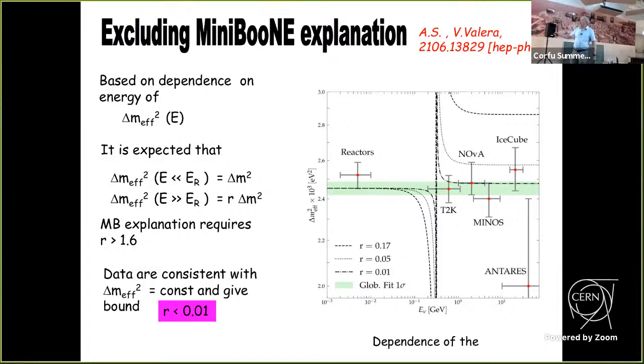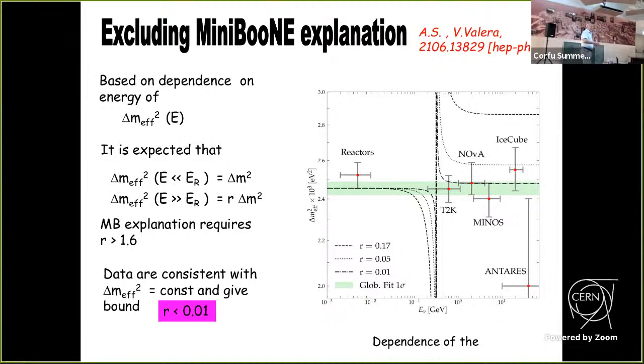But above the peak, you have something which is like the mass, but differs from the vacuum delta m square by some coefficient R. And what MiniBooNE actually needs is this coefficient R to be bigger than 1.6. So this is how it is introduced: delta m square effective is R times delta m square. And here you see the experimental data points where delta m square was extracted.